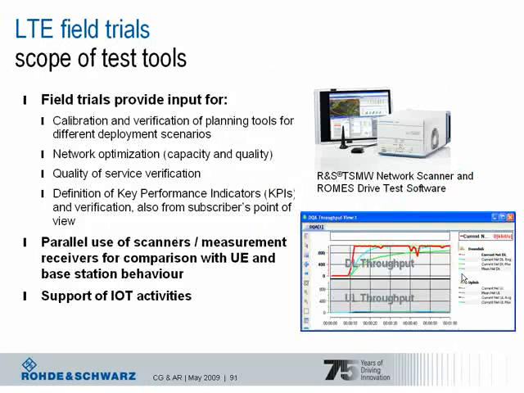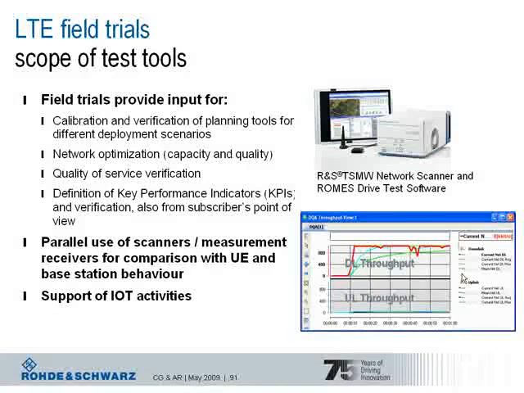What is the scope of the test tools for field trials? The field trials provide input for the calibration and verification of the planning tools that are used by the network operator for all the different deployment scenarios. They provide input for network optimization in terms of capacity and quality of service verification, especially from the point of view of the subscriber, definition of KPIs, key performance indicators, and verification of them. Again, also from the subscriber's point of view, where really the subscriber is in the network to verify what kind of experience he is seeing. As measurement tools, parallel use of scanners, measurement receivers for comparison with the terminal and the base station behavior is recommended.